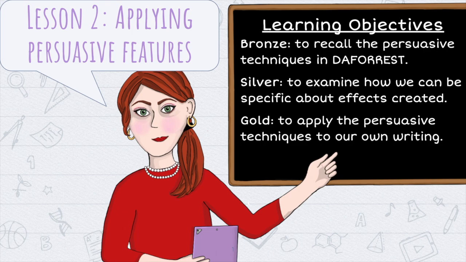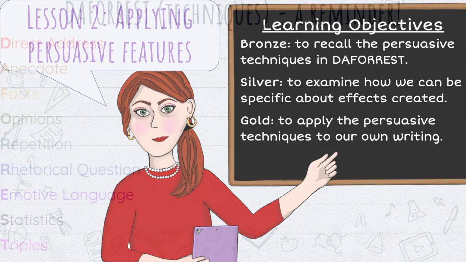So for bronze learning objective, we are going to record what those persuasive techniques are. We need to keep revising them so we're really confident on them. For silver, you're going to be able to examine a little bit more closely and specifically the effects created, because we've made some progress on that. You've been able to make a few comments on the effects created, but let's see if we can get a little bit more specific. And then for gold, you are going to apply the persuasive techniques to your own writing. So hopefully that's what we are going to have achieved by the end of this lesson.